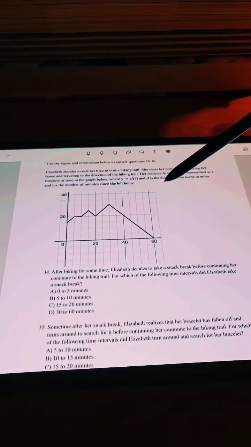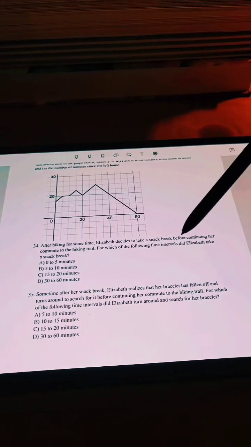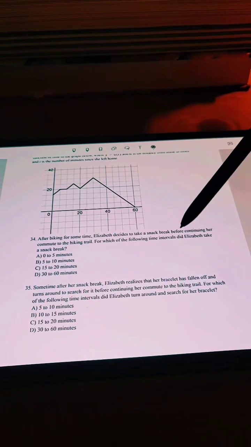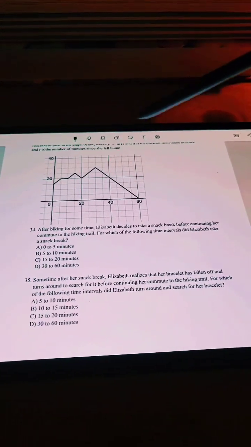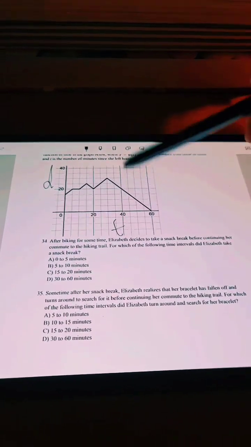Okay, so after biking for some time, Elizabeth decides to take a snack break before continuing her commute to the hiking trail. For which of the following time intervals did Elizabeth take a snack break? Okay, so remember, this is the distance and this is the time.